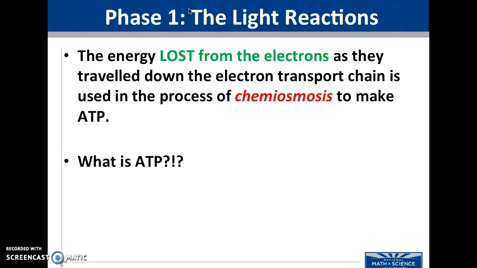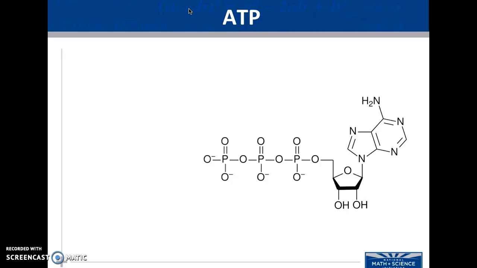What we need to remember is that the energy lost from the electrons as they travel down the electron transport chain is used in the process of chemiosmosis to make ATP. If we remember correctly, ATP has 3 phosphates bonded to it, and the way that it gets there is by using the energy from this process, because we need something to basically fuse the phosphates to the ADP.